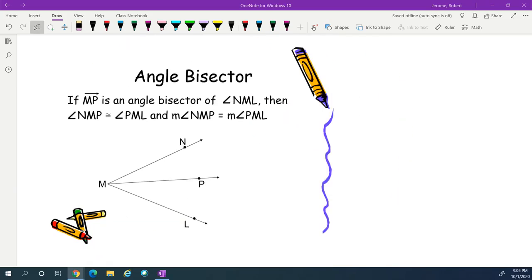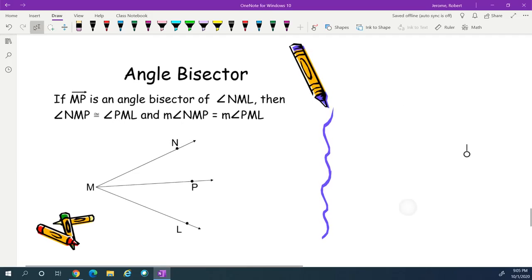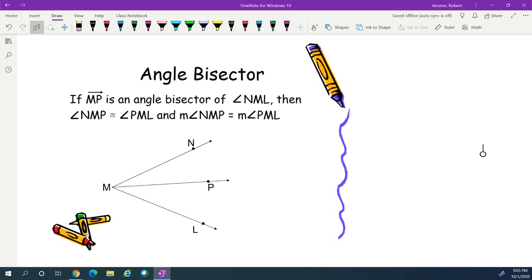All right, so the next thing we have here is an angle bisector. And again, we did this with segments. When we bisect something, we break it into two smaller, congruent, and equal things. So when we bisect a segment, we get smaller segments. When we bisect an angle, we get smaller angles. What's happening here is that we have the big angle NML, and then ray MP comes along and goes right down the center, cutting it in half.